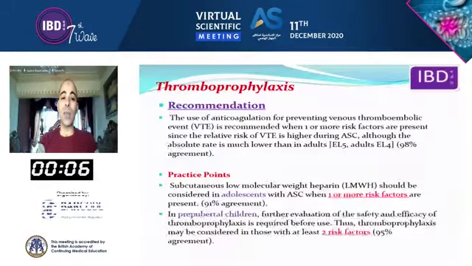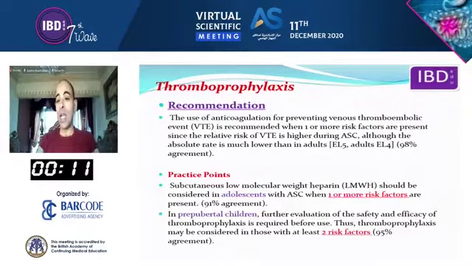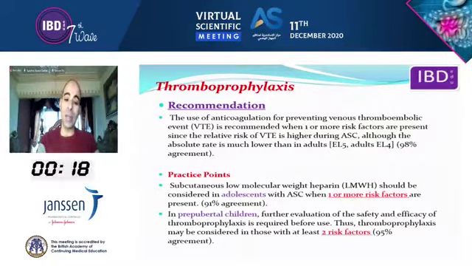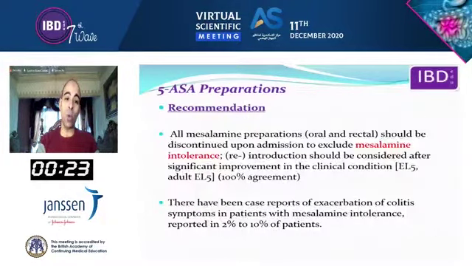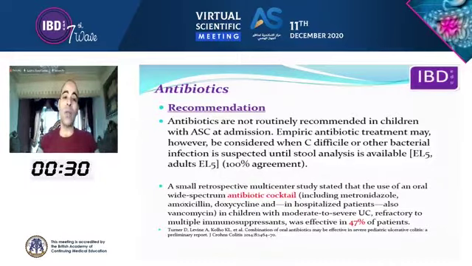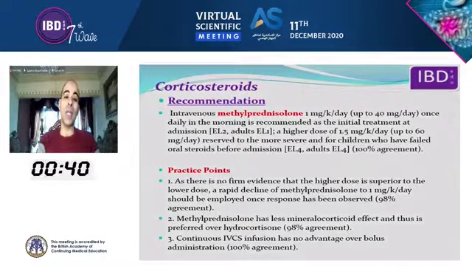Nutritional support is important. Thromboprophylaxis in children is an important issue, and we must give thromboprophylaxis only if we have one or more risk factors in adolescents, but before puberty, it must be used with caution. 5-ASA, no role in ASUC. Antibiotics also, especially if there is infection only, otherwise we cannot give antibiotics. Steroid methylprednisolone is a cornerstone. It's better than hydrocortisone, given IV after hospital admission.